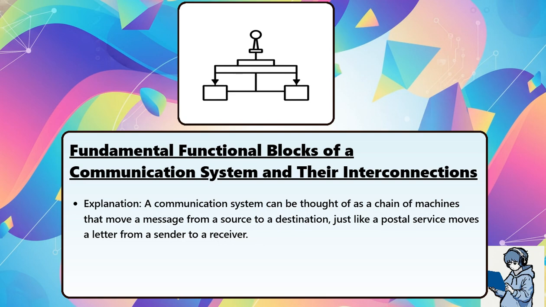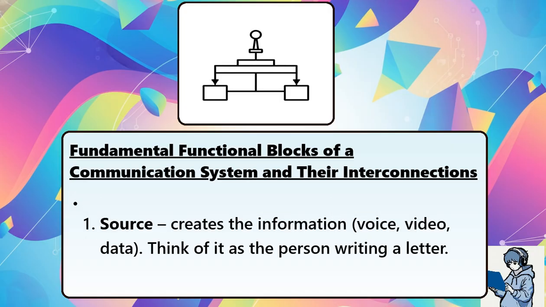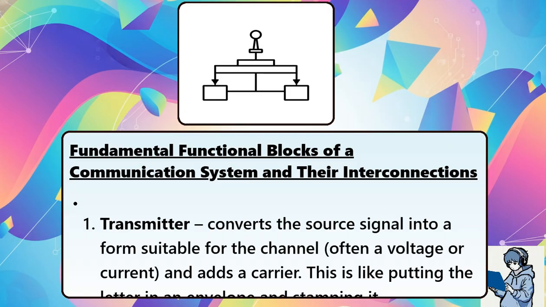A communication system can be thought of as a chain of machines that move a message from a source to a destination, just like a postal service moves a letter from a sender to a receiver. Source creates the information: voice, video, data. Think of it as the person writing a letter. Transmitter converts the source signal into a form suitable for the channel, often of voltage or current, and adds a carrier. This is like putting the letter in an envelope and stamping it.